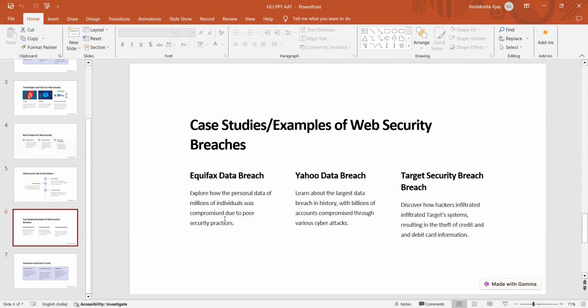The next one is the Target security breach. Here hackers infiltrated Target systems, resulting in theft of credit and debit card information. So these are some of the case studies and examples of web security breaches: the Equifax data breach, Yahoo data breach, and Target security breach.